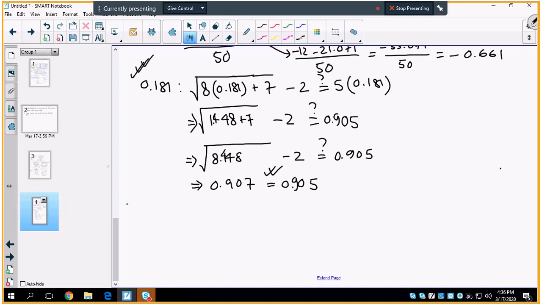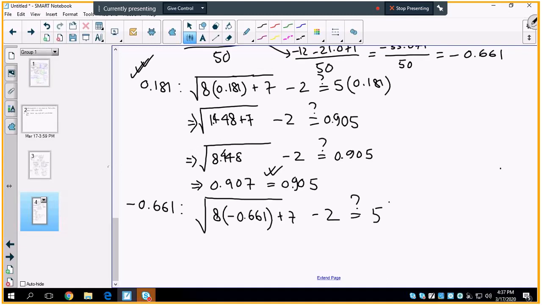I have to check the other solution now, which is negative 0.661. The work is pretty similar. You're going to write 8 times negative 0.661 plus 7, subtract 2, and ask yourself, is this equal to 5 times negative 0.661? So I will multiply and add and then subtract. So multiply, 8 times 1 is 8, 8 times 6 is 48, 4 carries on, 8 times 6 is 48, plus 4 is 52, so I get minus 5.288 plus 7.